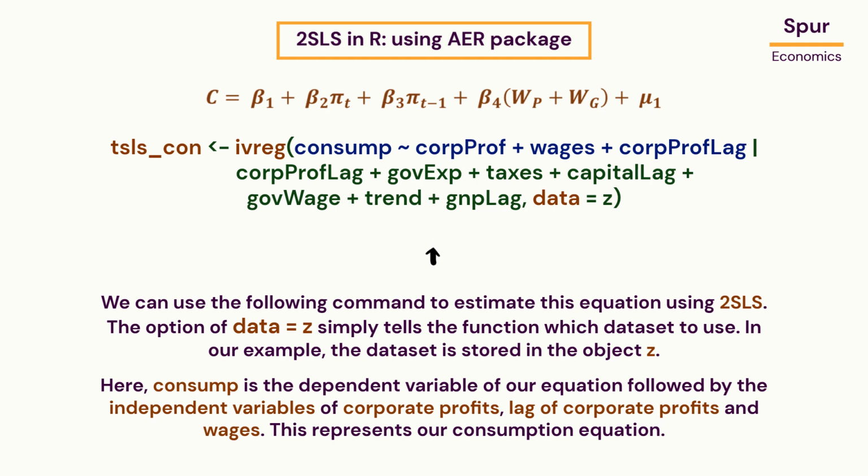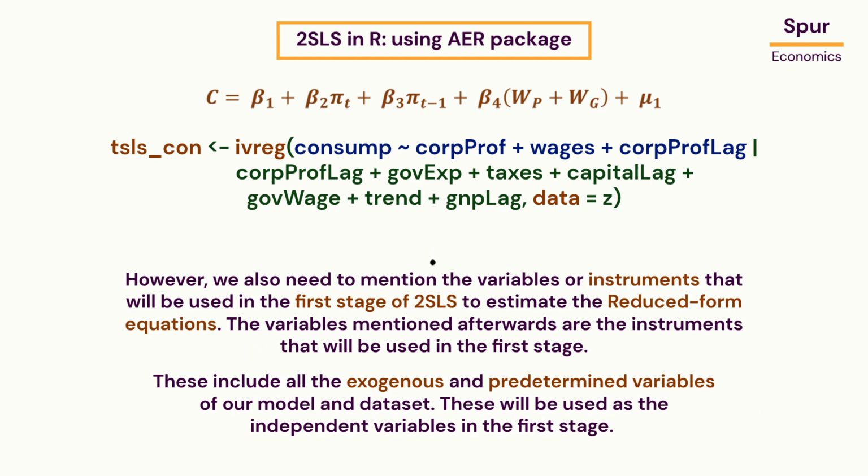Here, consump is the dependent variable of our equation followed by the independent variables of corporate profits, lag of corporate profits and wages. This represents our consumption equation. However, we also need to mention the variables or instruments that will be used in the first stage of 2SLS to estimate the reduced form equations. The variables mentioned afterwards are the instruments that will be used in the first stage. These include all the exogenous and predetermined variables of our model and dataset. These will be used as the independent variables in the first stage.